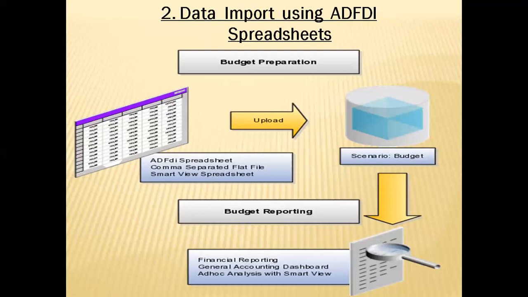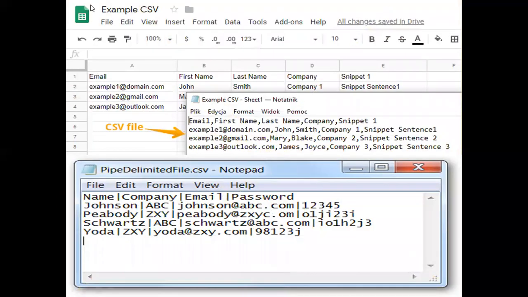Delimiter means a character. Let me give you an example. I have a sheet over here. This is an example of a CSV. Now you have loaded information on Excel. Email is there, and under the email section you have typed example1@domain.com. Then you have the first name, last name, the company, and everything. Now, how is this CSV file created? Through this information. CSV means comma separated values: email, comma, first name, comma, last name, comma, company, and so on. All this data will be loaded to your ADFDI spreadsheets.